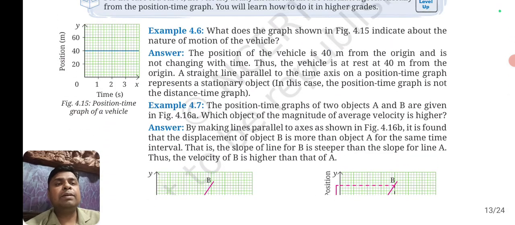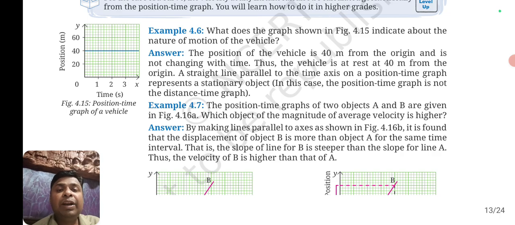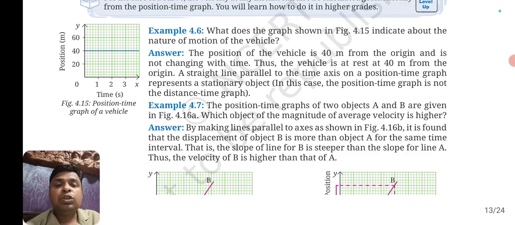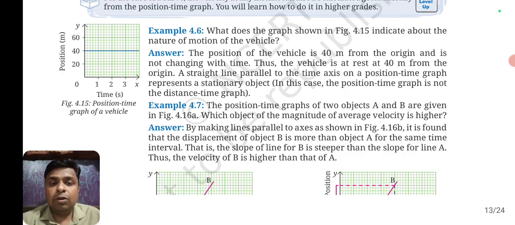Please see this. Now, what does the graph show? Look at this position-time graph. It's a straight line. At 40, it is fixed. So what does it mean? With time, the position is not changing. It's a straight line parallel to the time axis, so it represents a stationary object. The object is not moving at all. That's why we get a straight line in the position-time graph.